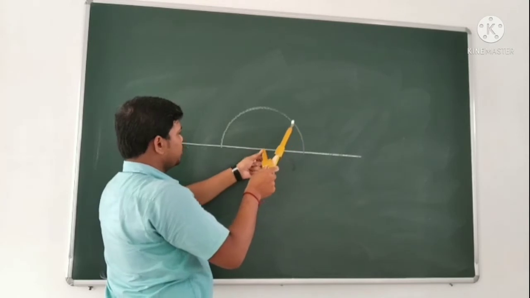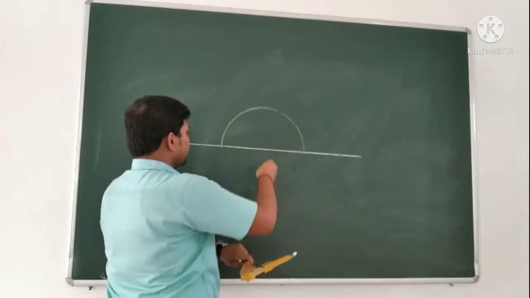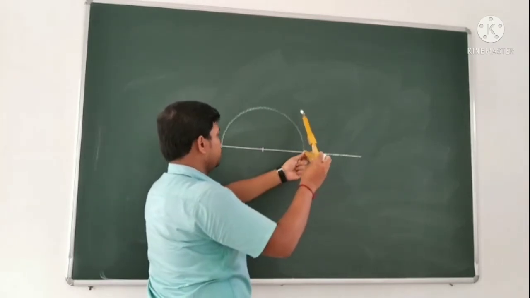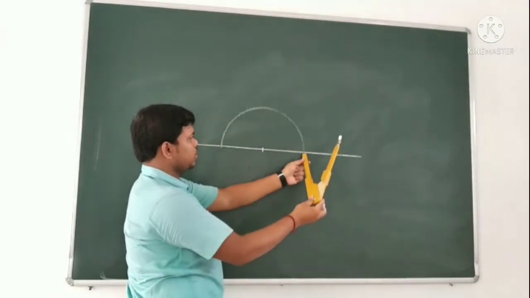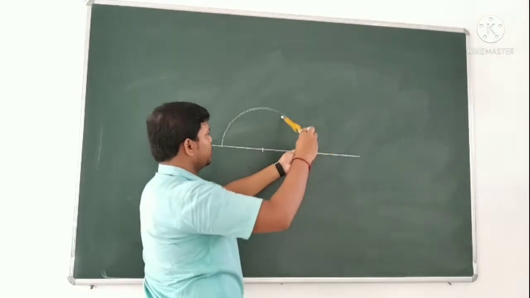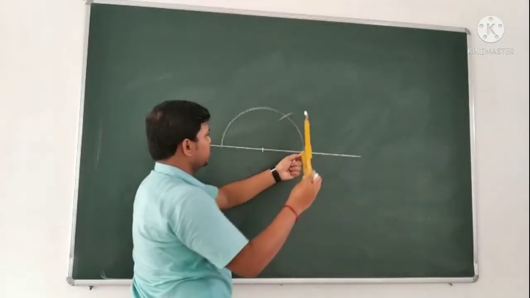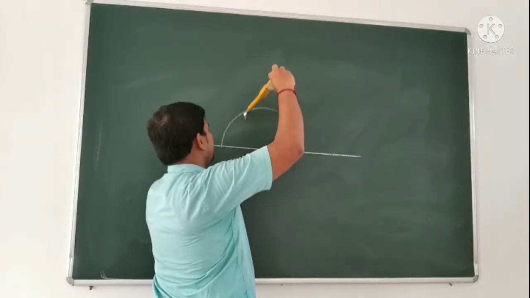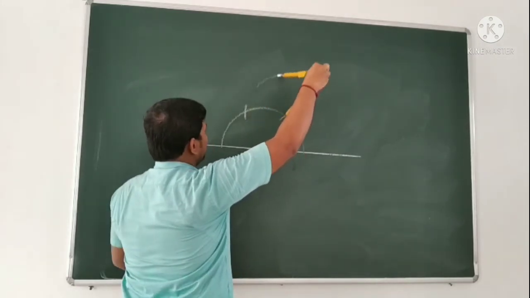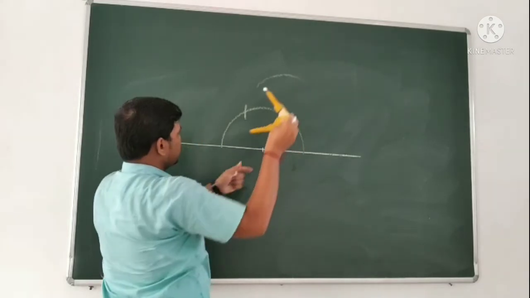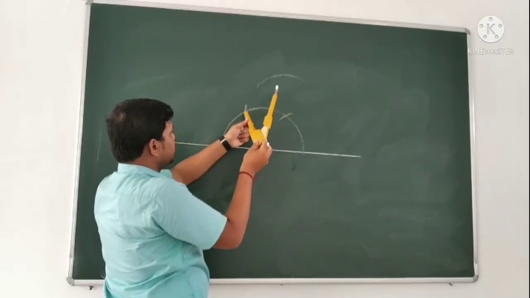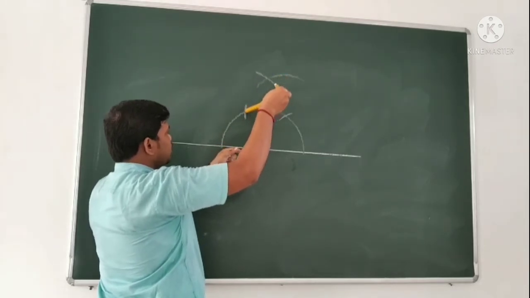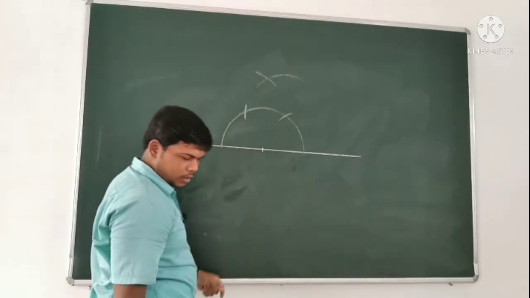So, with the help of the same arc length, put your compass here and cut here. Again put your compass here and cut here, also cut the outside here, and with the same arc length, just put your compass and cut this.